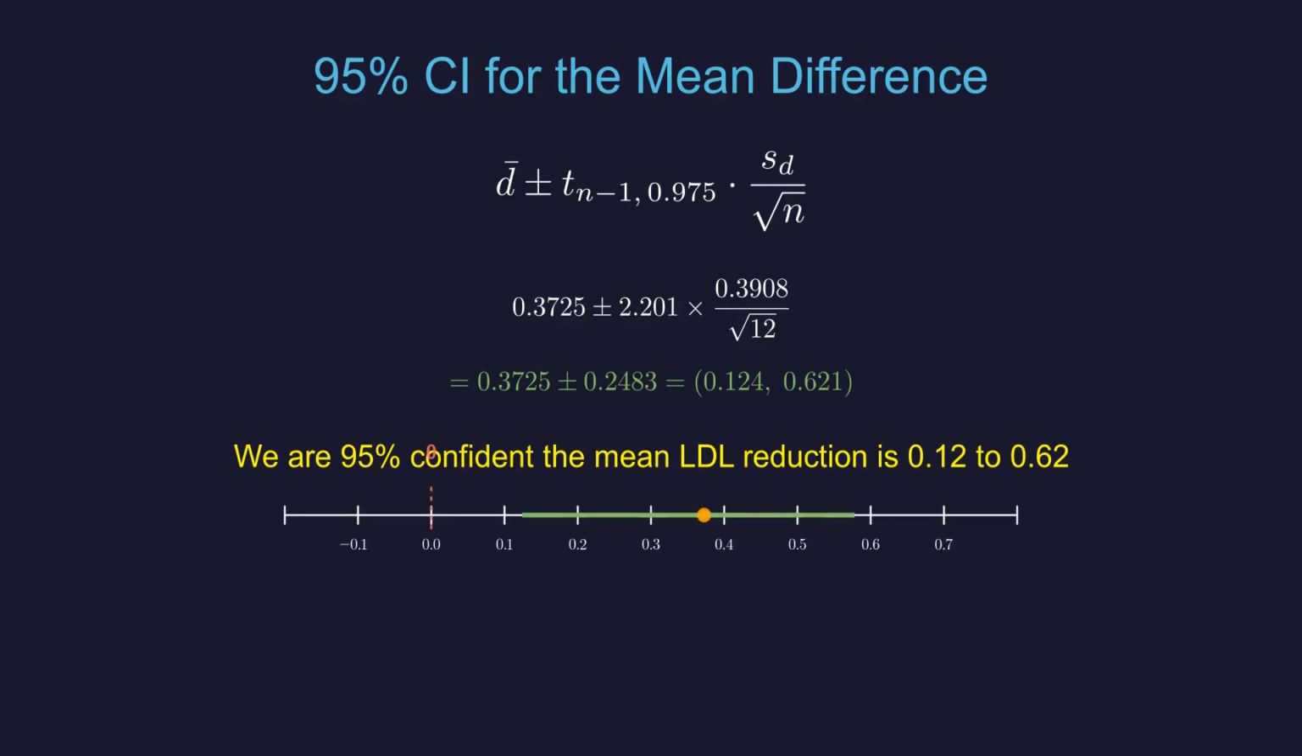On the number line, notice the entire interval is above 0. Since 0 is not contained, this is consistent with our decision to reject the null hypothesis of no difference.